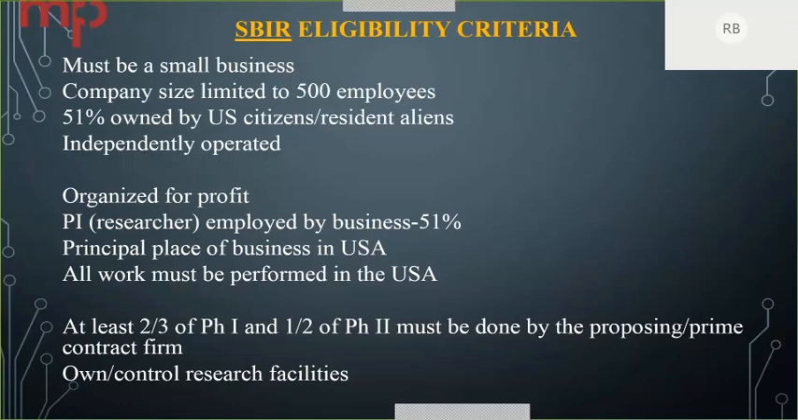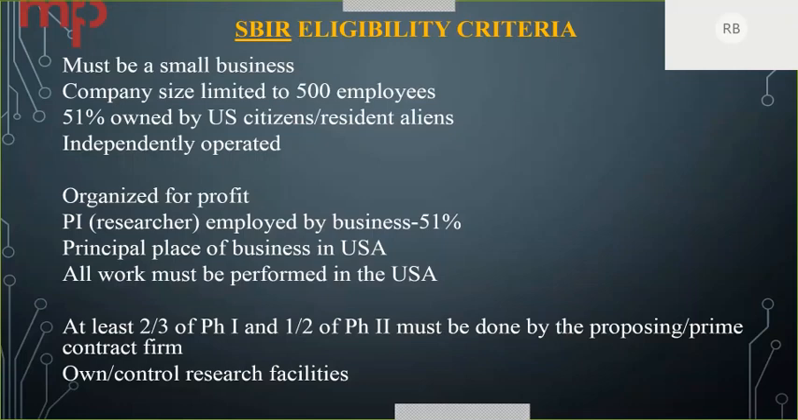At least 2/3 of phase 1 and a half of phase 2 must be done by the proposing prime contract firm. So you can't sub out the whole project to some outside party or some outside team and get them to work on it. You pay them for doing it, and you turn the results over to the government. At least 2/3 in the phase 1 stage to establish feasibility, and half of phase 2 must be done by the proposing prime contract firm or small business that's involved.